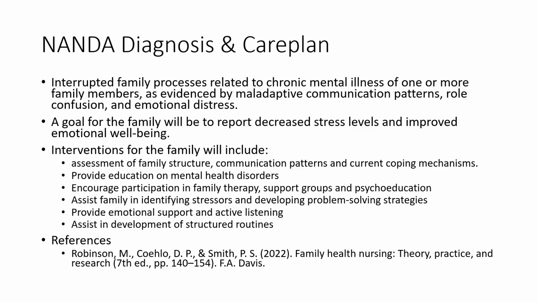Of course, some interventions include the assessment, which is most important. You want to assess the family and see what the issues are. You want to provide education on mental health disorders. It seems that the family is really dealing with three types of mental health disorders: with substance abuse, with the autism and how to deal with that, as well as the chronic paranoid schizophrenia.